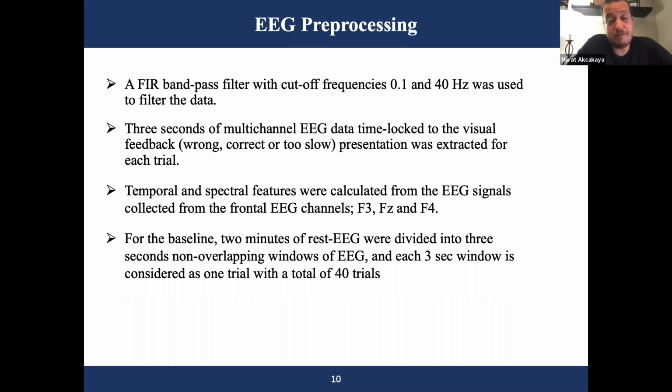And for the baseline, we consider the 2 minutes of rest EEG that was recorded just before game 3. Since it was 2 minutes, we extract the same length, 3 seconds of EEG data, in non-overlapping 3 second windows. So that corresponds to 40 trials as our baseline.